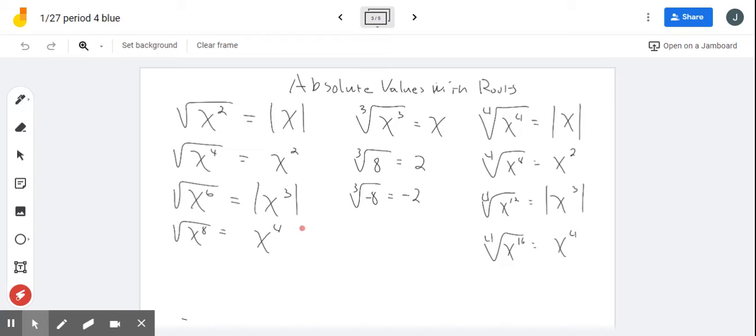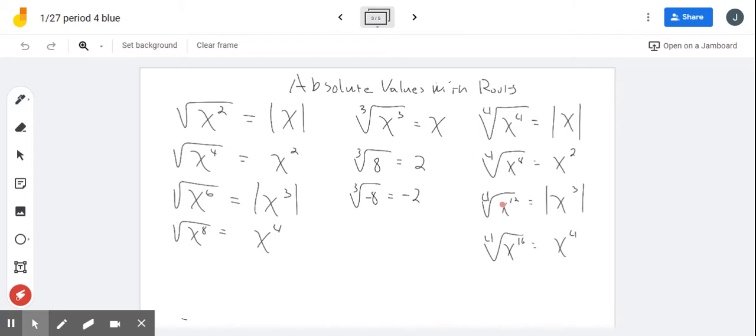Now, when we take cube roots or any odd root, we don't use absolute values at all. The cube root of x to the third is x and only x, because the cube root of 8 is only positive 2, while the cube root of negative 8 is only negative 2. So we do not want to change the values. So no absolute values when taking an odd root. So if I'm taking a third root, a fifth root, a seventh root, a ninth root, no absolute values.